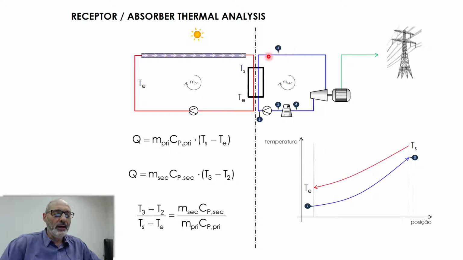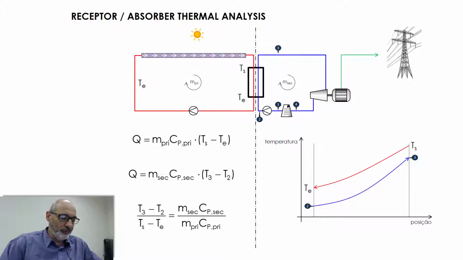Now let's analyze this regenerative exchanger here. So my control volume now is here. And if I look at the primary fluid, we have the same equation as before: Q equals heat capacity times delta T. If we look at the secondary fluid, we have a similar equation. Q equals heat capacity times delta T. Delta T now is T3 minus T2.